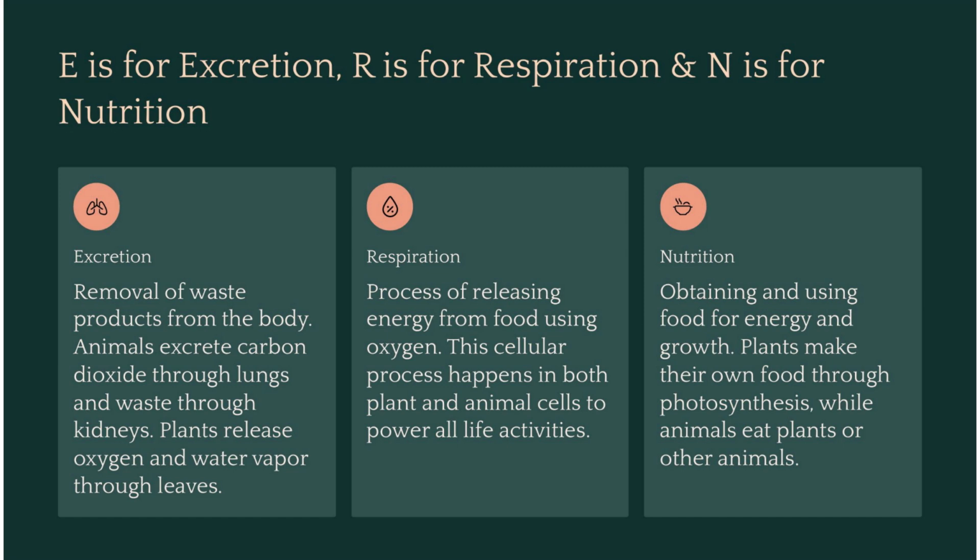Nutrition is how organisms get food. Plants make their own through photosynthesis. Animals eat plants or other animals for energy. This is an important point. All 3 processes keep organisms alive and active.